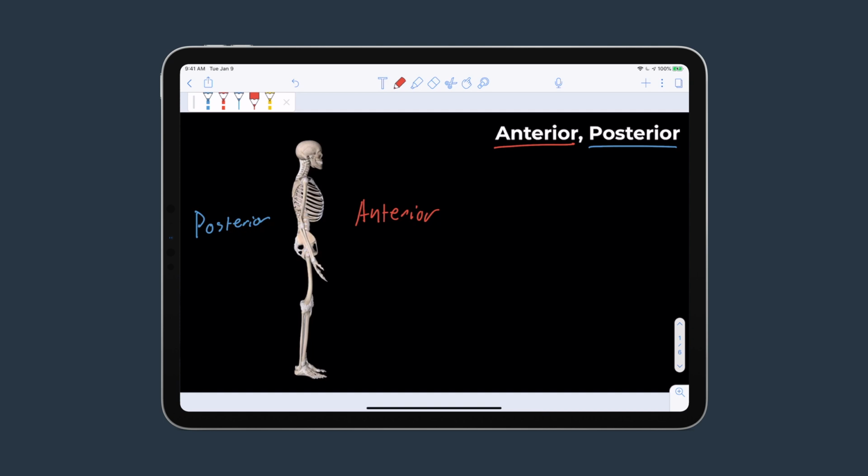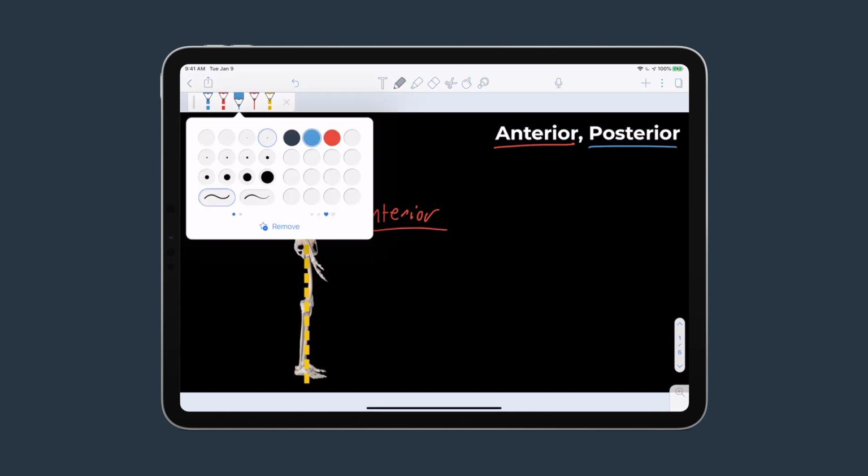Anterior and posterior are oppositional directional terms. They mean the opposite of each other, but they are both dealing with this line that cuts the body into anterior and posterior portions. So this yellow dotted line is an imaginary plane that cuts our body into, again, a front half and a back half, also known as anterior and posterior.